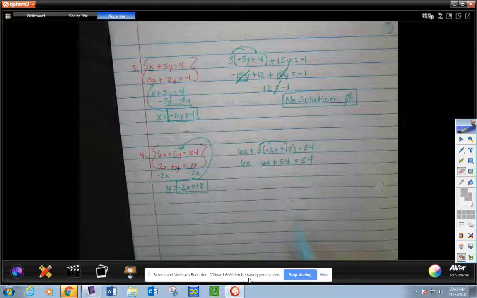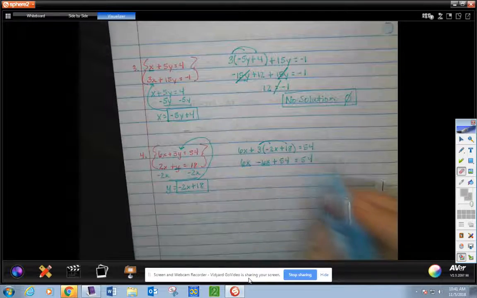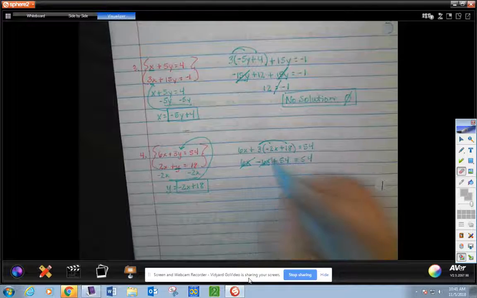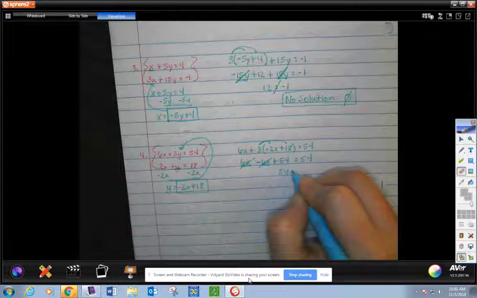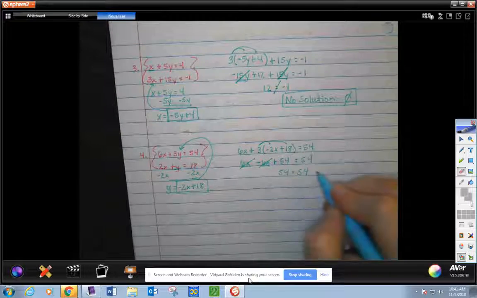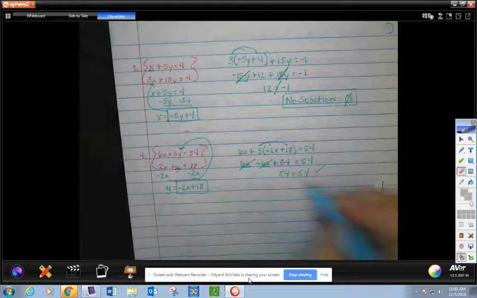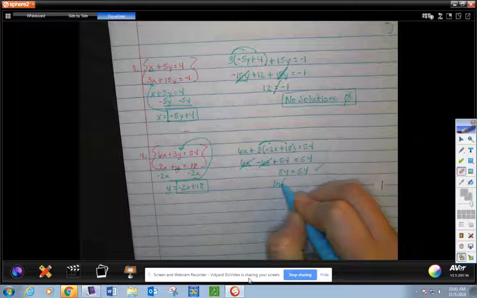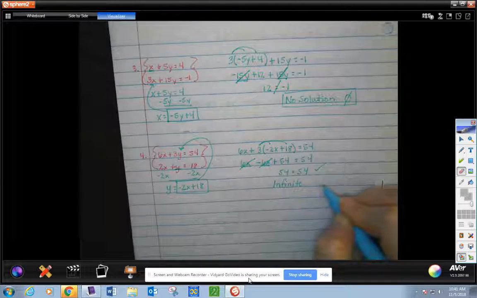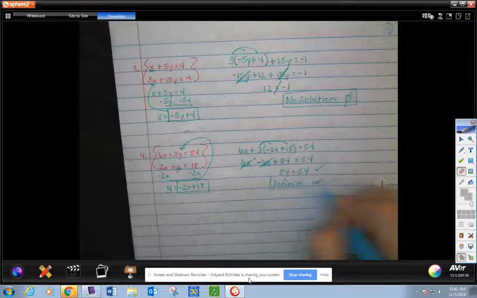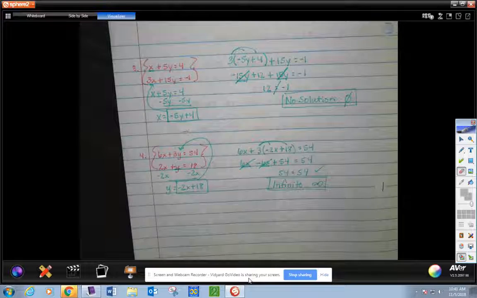I am going to combine like terms. Well, a 6x and a negative 6x cancel. So I'm left with 54 equals 54, which is a true statement. When it is a true statement, your answer is either infinite, or you can use the infinity symbol.